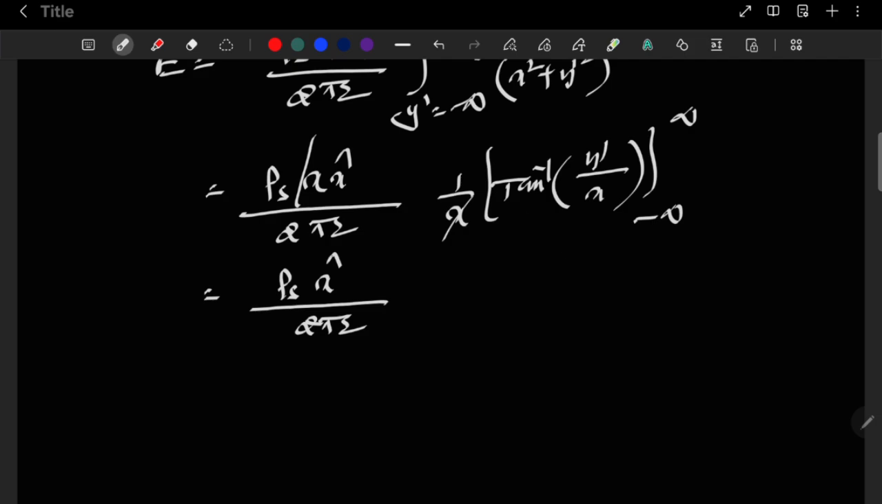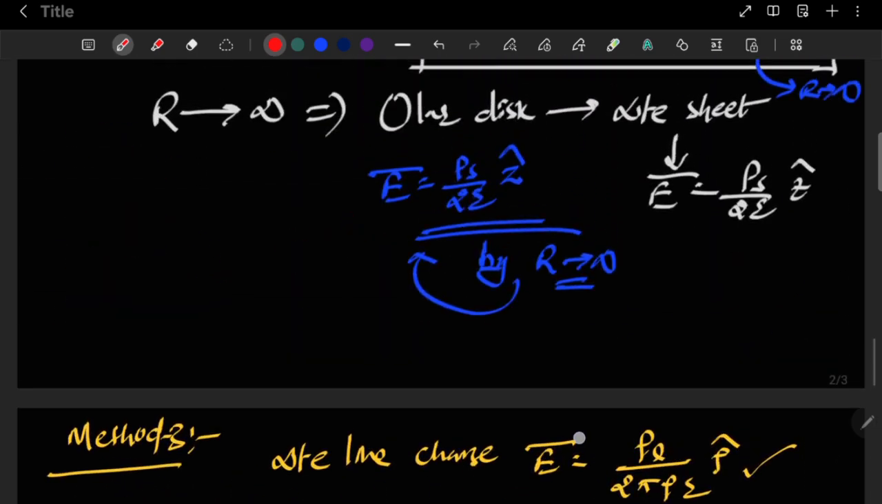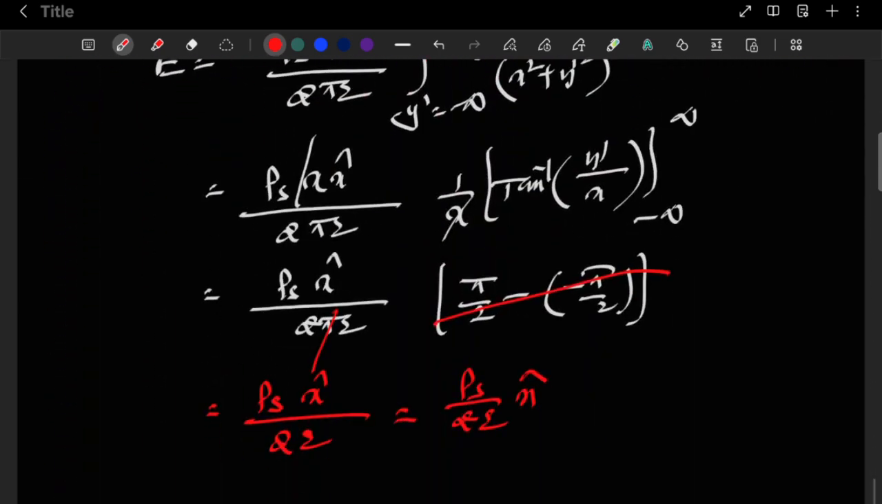Then what did we get here? Tan inverse of infinity is pi by 2, minus tan inverse of minus infinity is minus pi by 2. So what we will get? This is pi, this is also pi. So we got rho S into x cap by 2 epsilon. So rho S by 2 epsilon into x cap, which is perpendicular to the sheet, that's why I can take n cap. So in this method also we have solved the electric field due to the infinite sheet.